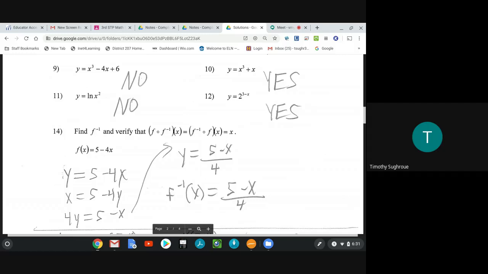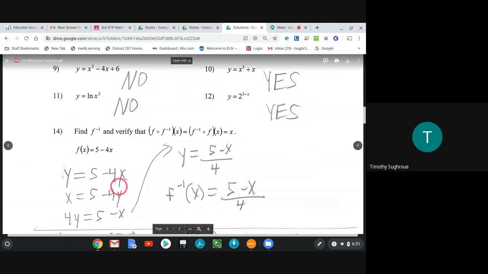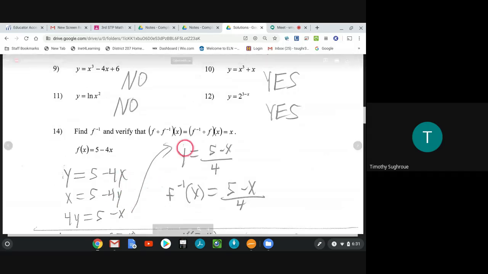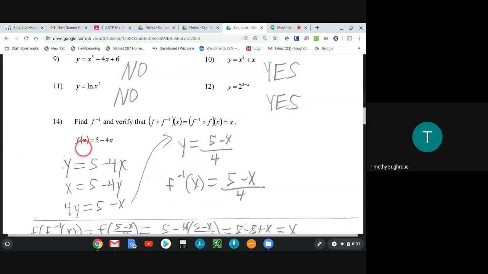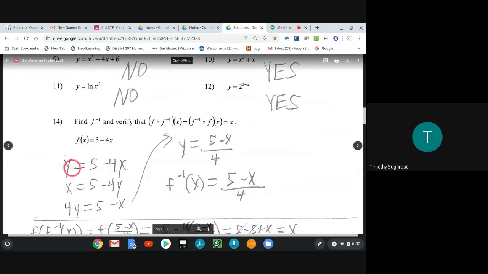Find the inverse, then check the composites to verify that your inverse is correct by showing that f of f negative 1 of x equals f negative 1 of f of x equals x. Let's start by finding the inverse. So I break it down into 3 components. To find the inverse, I replace f of x with y, and I switch x and y.